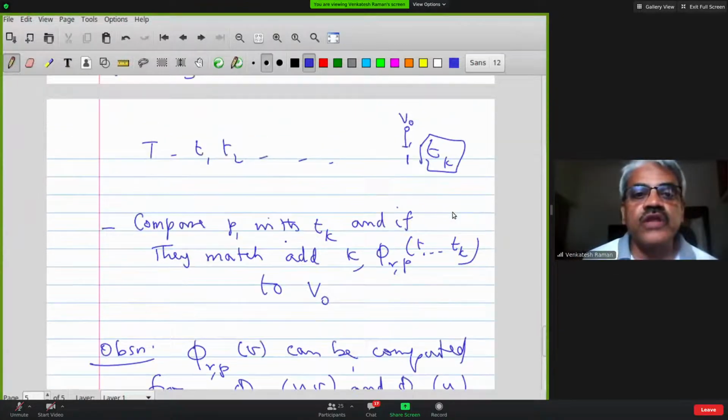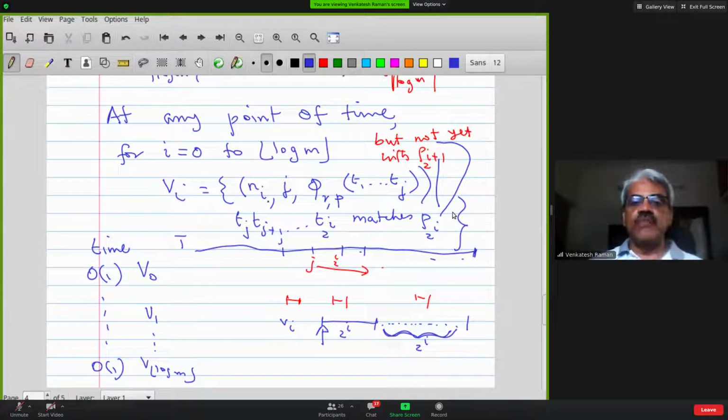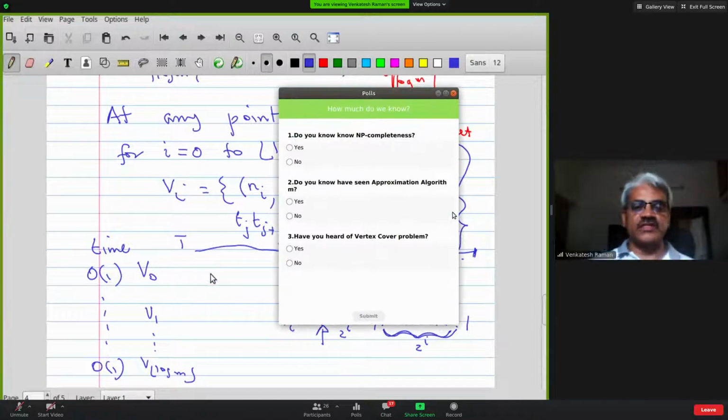So what did we achieve? At each level, you are representing only a constant number of values. So this ni represents the number of occurrences of this pi in your text up to this point. And you store all the positions and the fingerprint. Now, if the number of occurrences is more than 3, you don't need to store all the positions. Then you just represent the first and the last.